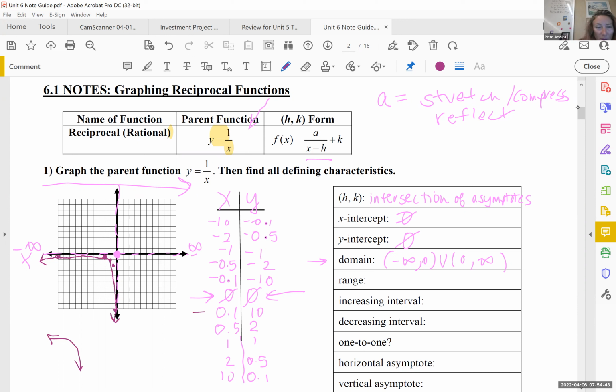At 0.1 positive, we're up at +10. Then at 0.5 positive, we're at 2, just like halfway. Then we're at 1, 1. Then we're at 2, 0.5, go up half a unit. And then we're at 10, 0.1, really close to that. And again, we're having this arc shape, this bendy shape like this. So without the asymptotes, this is the shape that it makes off to the side here.